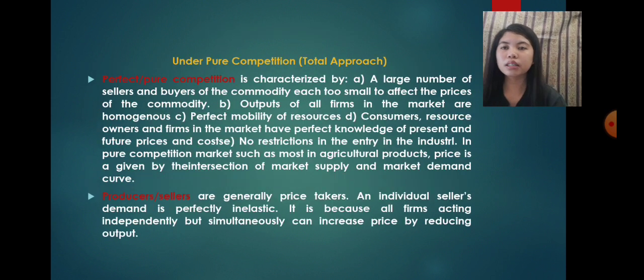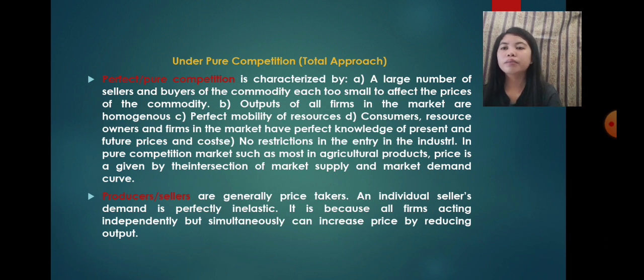So next is under pure competition, or total approach. Perfect or pure competition is characterized by, first, a large number of sellers and buyers of the commodity, each too small to affect the price of the commodity. Second, outputs of all firms in the market are homogeneous. Third, perfect mobility of resources. Fourth, the consumers, resource owners, and firms in the market have perfect knowledge of present and future prices and costs. No restrictions on entry in the industry.